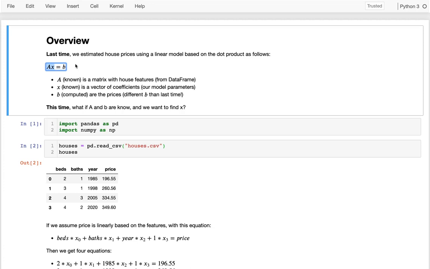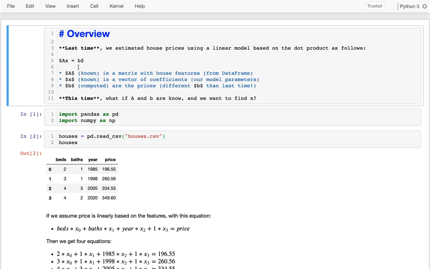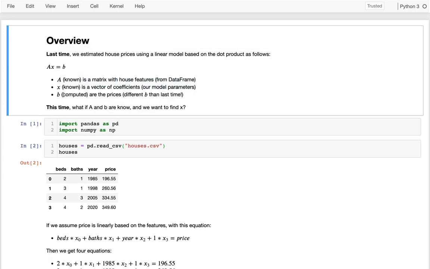So what were these values? The A was the matrix of features that different houses had, and we were pulling that straight from a data frame. X was this vector of coefficients. Those were our modeled parameters. And so given some data and our model parameters, those were both known. We were able to compute this third column of our price estimates. And here I'm calling that B.